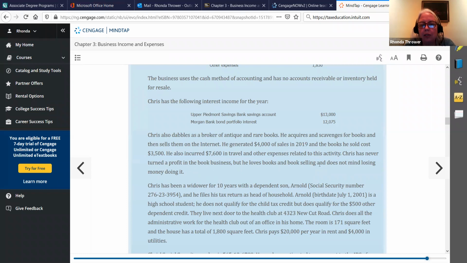So what this is, it's not really a separate business that he has here. This is what we would call hobby income. And the rules for hobby income are different from the rules for a person that has their own business. So there's going to be a separate schedule that we have to fill out showing the amount of the hobby income. Also, if it's hobby income, if you'll read in your textbook, they don't consider travel and other expenses, this $7,600, to be anything that's deductible.